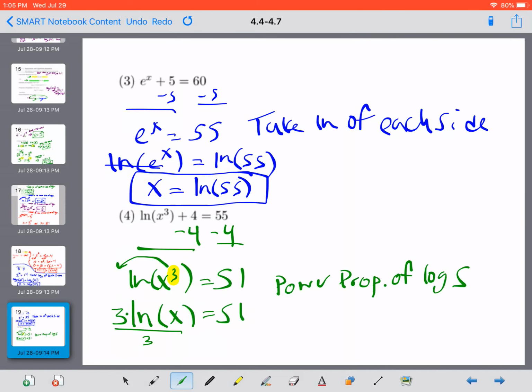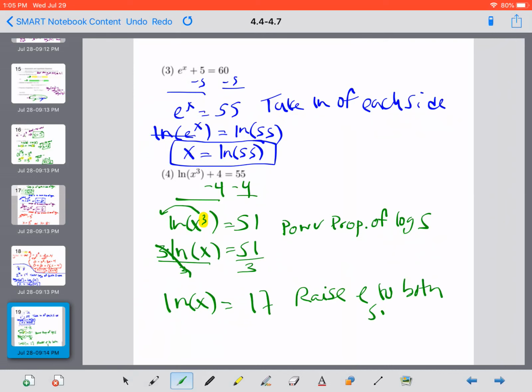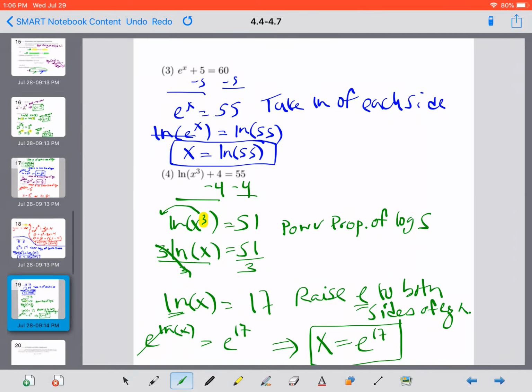Now I can divide both sides by 3. So we have ln of x left on the left-hand side, and on the right we have 17. 51 divided by 3 is 17. And now what we can do is raise e to both sides of the equation. This is using the 1-to-1 property. And the reason we're choosing e is because our log is ln. Right? ln means log base e. So I raise e to the ln of x, and that'll be equal to e to the 17. All right, now e to the ln, they cancel each other out, and we're just left with x is equal to e to the 17. Okay, that's a very big number. So we'll leave it as just e to the 17 here. We'll do some more examples in class.